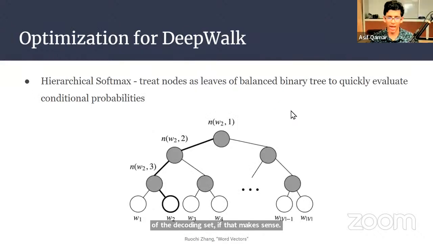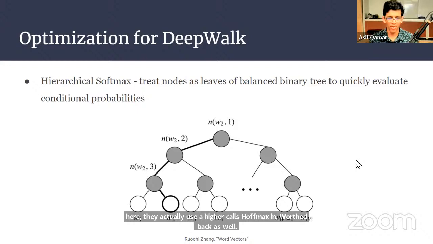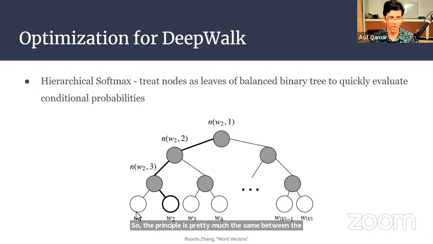Yeah, so a basic random walk that I was talking about earlier is called DeepWalk. And one optimization for it is called the hierarchical softmax, where we treat the nodes as leaves of a balanced binary tree to quickly evaluate the conditional probabilities. They actually use hierarchical softmax in Word2Vec as well, so the principle is pretty much the same between them both. We represent the words or nodes as the leaves here. If we want to determine the probability of, say, this node, we simply start from the root and work our way down.